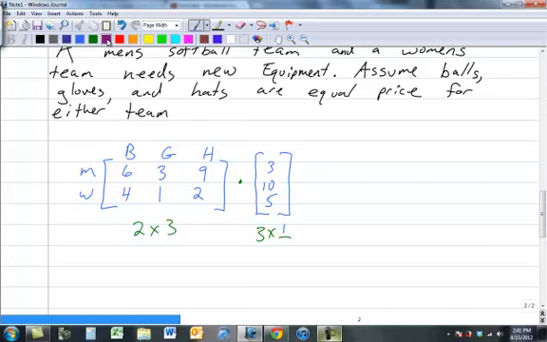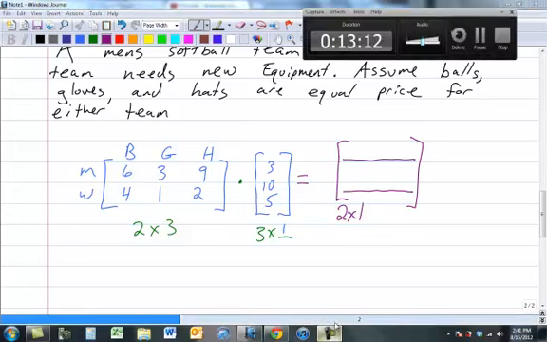Now, what does that mean? What this means is that when we multiply this, rows times column, since this is a 2 by 3 and this is a 3 by 1, our answer is going to be a 2 by 1 matrix. So we're going to have 2 answers like this. So tell you what, take a moment and figure out how much each team is going to spend. And I will meet you back here in just a moment.